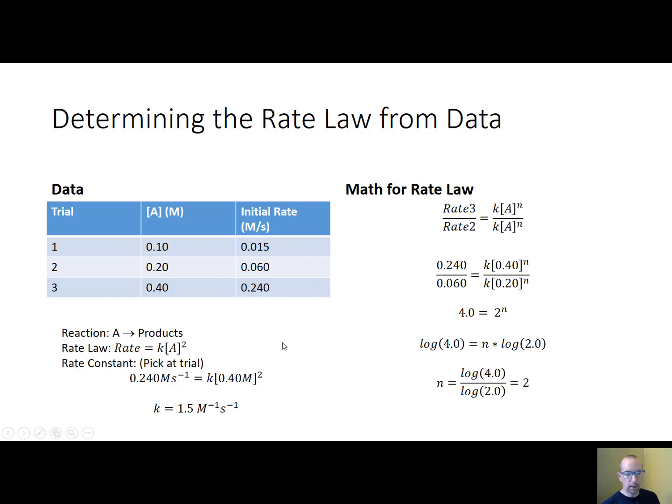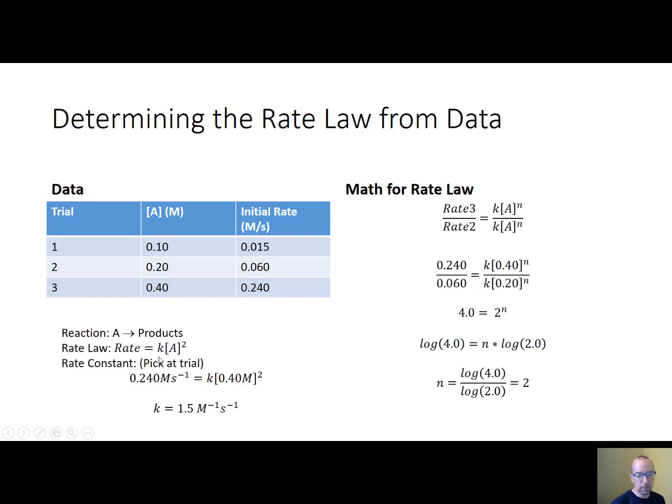Now, what that means is that my rate law is written like this. For the reaction of A going to products, using this data, I can tell you that the rate law is equal to k times A squared, meaning my rate will go up proportionally as the square of A does. But what is that value of k? Can I figure that out?